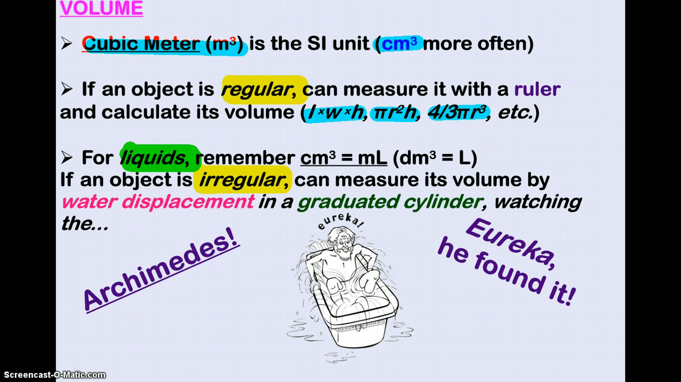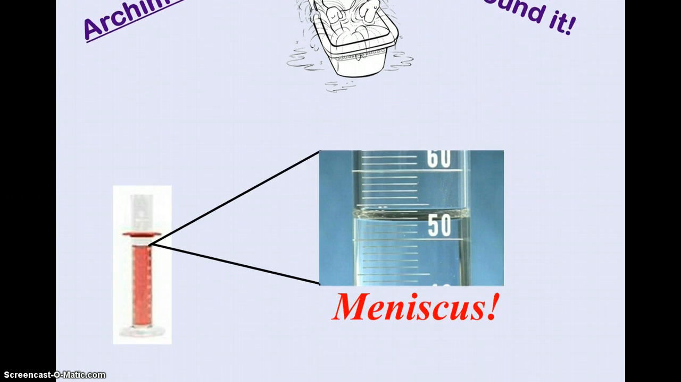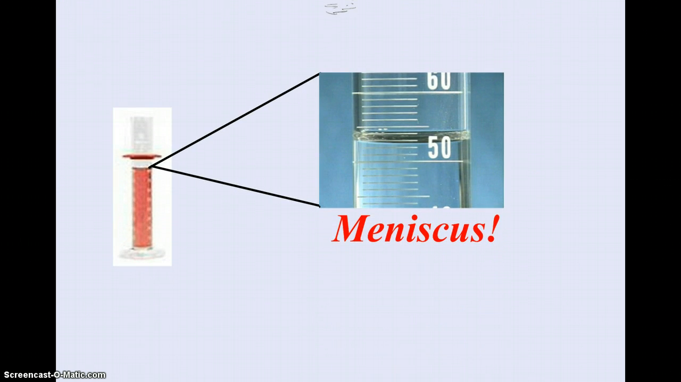And of course, don't forget, when we do measure volumes, especially in a graduated cylinder, we want to watch the meniscus. We always want to measure from the bottom of the meniscus and not the top, because we can see that there's, kind of like an optical illusion, and we want to make sure that we always record the volume from the bottom of the meniscus.